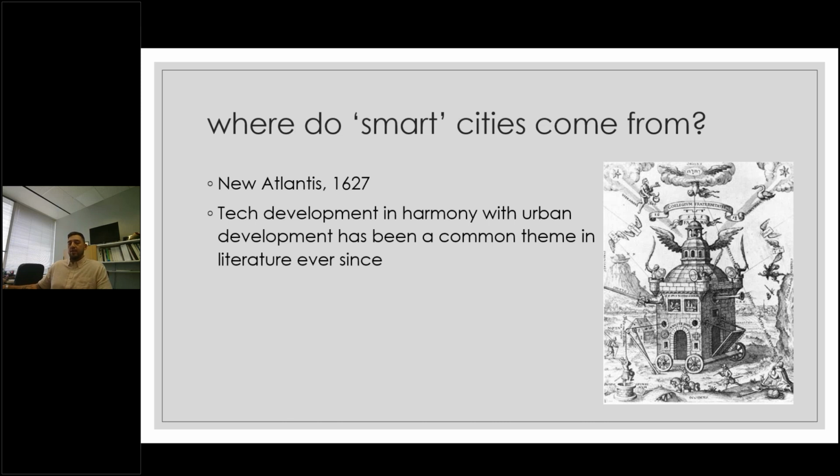In researching where the term or the concept of smart cities originated, the very first example that I came across was from a book called New Atlantis by Sir Francis Bacon. If anyone wants to guess what year this was published in, go ahead and leave it in the chat. Oh, I have it on the PowerPoint screen, so forget it. But it was almost 400 years ago.